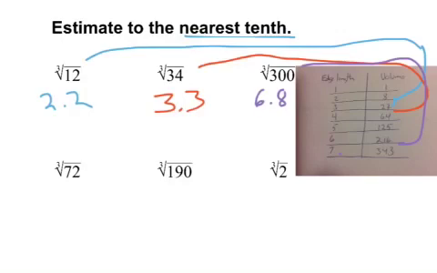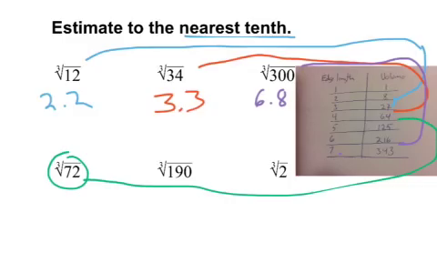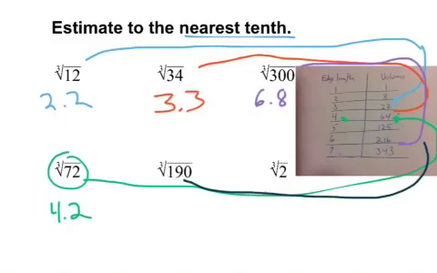Take a look at the cube root of 72. So 72 falls between 64 and 125. It's definitely closer to 64 than it is to 125. So my answer is going to be closer to 4 than it is to 5. So something like 4.2 would be okay there. 190 would fall again between 125 and 216, and it is closer to 216 than it is to 125. So my answer is going to be closer to 6. So I'm going to say something like 5.7 or 5.8. I'll go with 5.7 here.